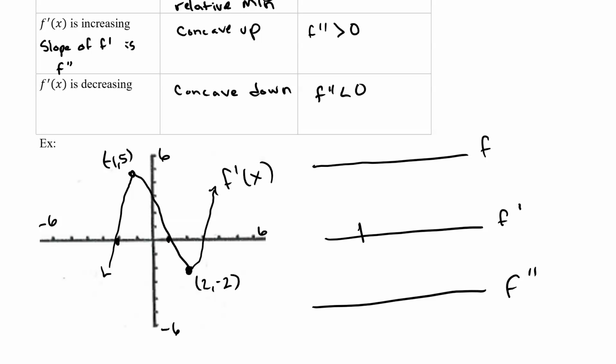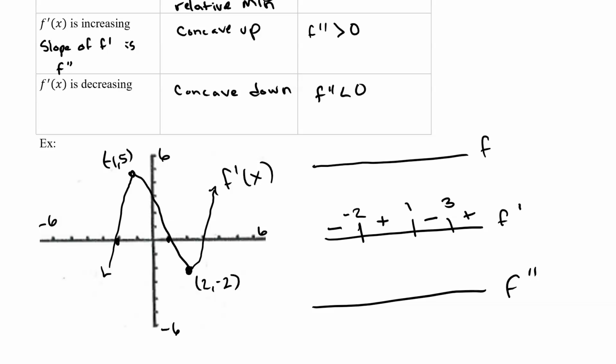So where does that occur? Well, that occurs at -2, 1, and 3. And if we look at our y values, or our f prime values, we are negative to the left of -2, positive between -2 and 1, negative between 1 and 3, and positive afterward.